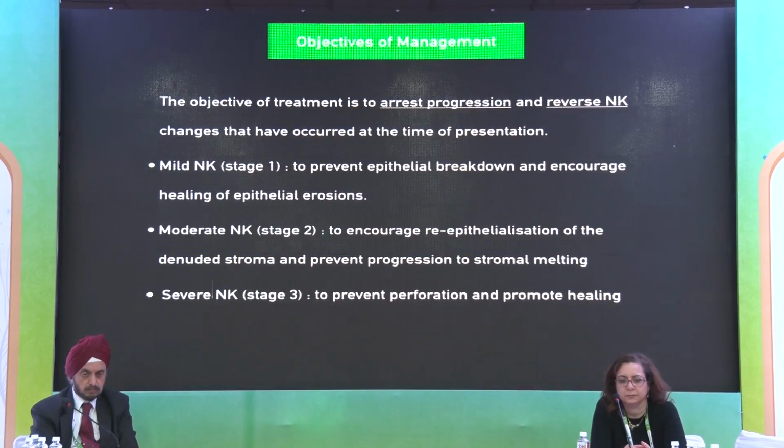To summarize, the objectives of the management depend on the stage at which the disease is presenting. If it is just stage 1, like mild neurotrophic keratopathy, then the treatment should be directed towards preventing epithelial breakdown and encouraging the healing of the epithelium. If it is a moderate stage, then the epithelial defect has already occurred, so the aim is reepithelialization and preventing progression to stromal melting, that is, progression to the severe stage. And if it is already a severe stage, then prevent perforation.